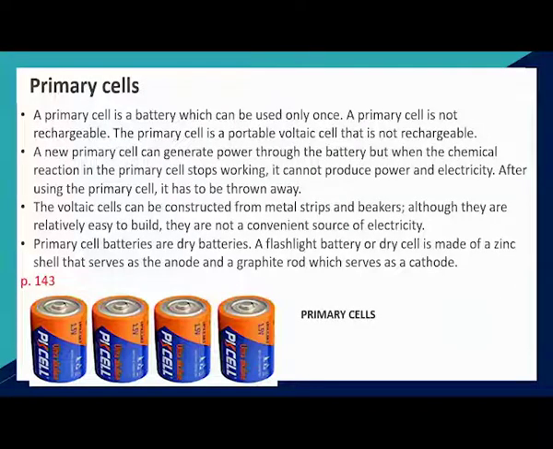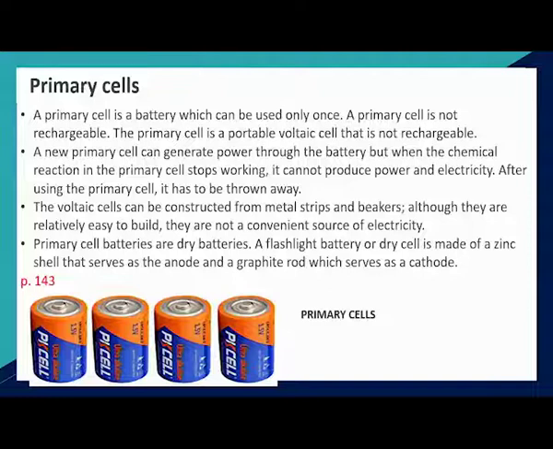Right. Then look at the cells. We've got two types of cells, the primary and the secondary cells. So let's look at the primary cells. Illustrated are the primary cells. We normally use them maybe in a torch. A primary cell is a battery which can be used only once, as it is not rechargeable. A new primary cell can generate power, but when the chemical reaction in the battery cell stops working, it cannot produce electricity. After using the primary cell, we throw it away.